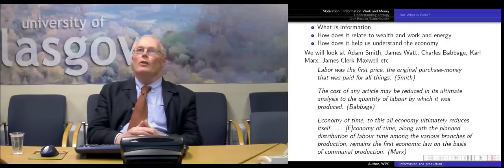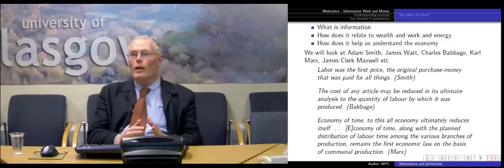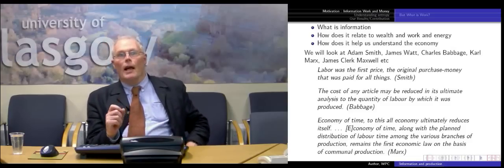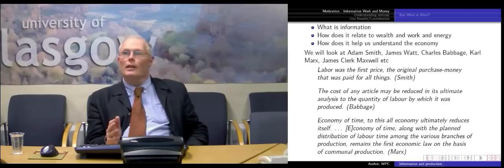What we're going to be addressing first is what information is. How does it relate to work? How does it relate to wealth? How does it relate to energy? And how does it help us understand the economy? And I'm going to look at Adam Smith, James Watt, Charles Babbage, Karl Marx, Clerk Maxwell, etc.